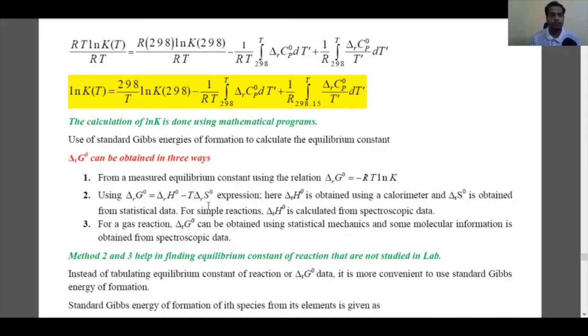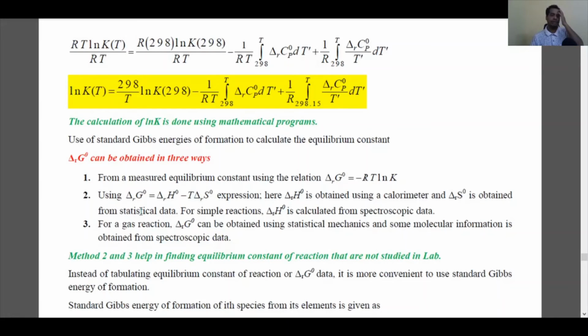Similarly, the entropy data, the reaction entropy data, is obtained from statistical thermodynamics. Again, that is not in the scope of this lecture, so I'll skip that. So this is the second method to determine the reaction Gibbs energy at standard state.